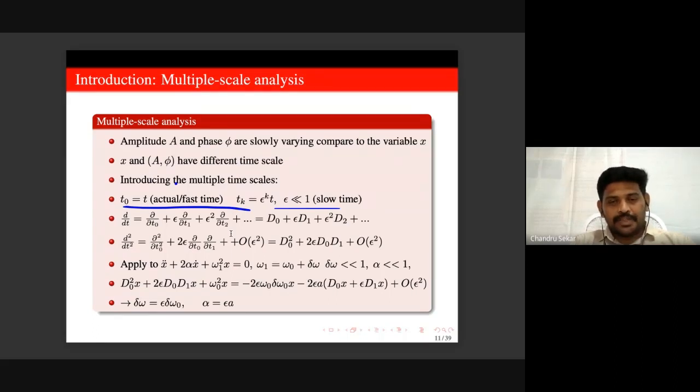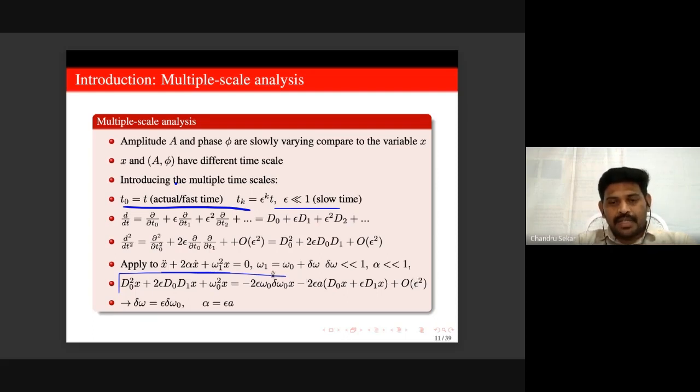So with the introduction of this multi-time scale, the total derivatives d by dt and d squared by dt squared are modified into this form, and substituting this into our perturbed equation, we get this equation with different time scales, D0, D1, and so on. So here D2 and so on are absorbed in the higher order epsilon.